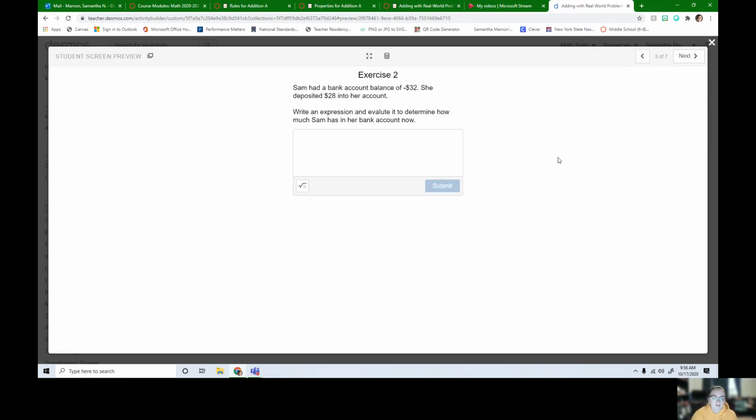On to the next exercise, we have: Sam had a bank account balance of negative $32. She deposited $28 into her account. Write an expression and evaluate it to determine how much Sam has in her bank account now. Depositing is when she's putting money into her account, where it's going up, in case you did not already know what a deposit was. So pause the video to write your expression and evaluate it.